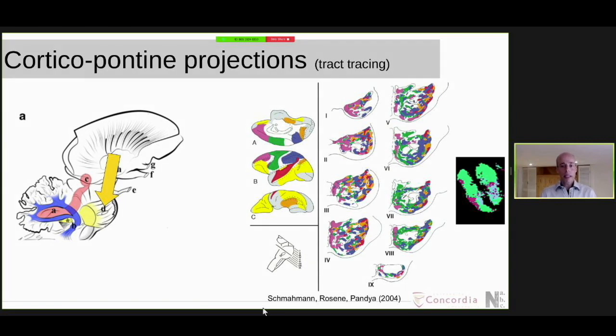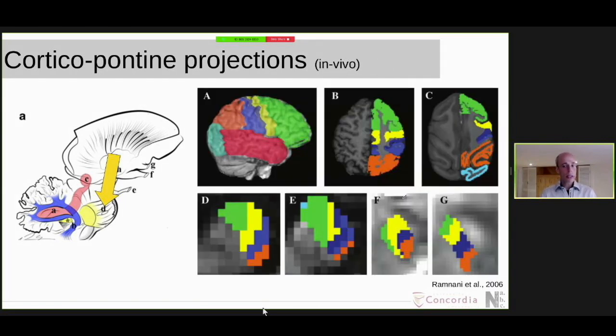Okay, this is, to my knowledge, the only study that has looked at this in humans, comparing humans and non-human primates with diffusion imaging. This was work by Narender Ramnani again. Here they didn't label the pons specifically, but they labeled the peduncles. So this is also very interesting work to take a look at.